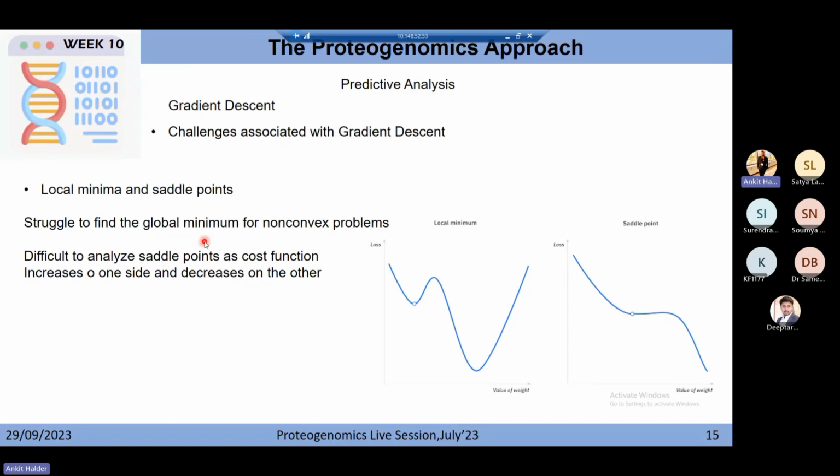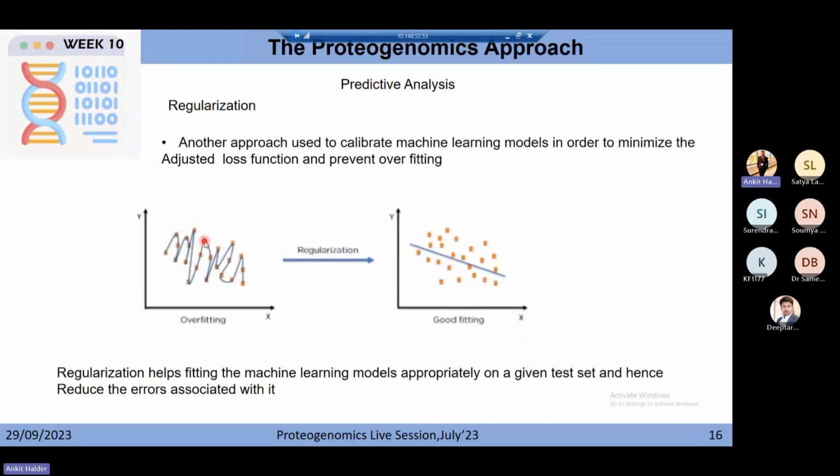Then there are the challenges with gradient descent. So why are regularization or other methods put into place? Whenever you have non-convex problems, you have the problem of local minima as well as saddle points, after which it becomes difficult for you to calculate the partial derivative and the global minimum.